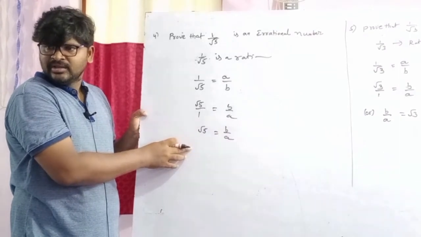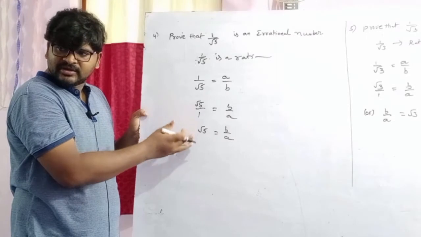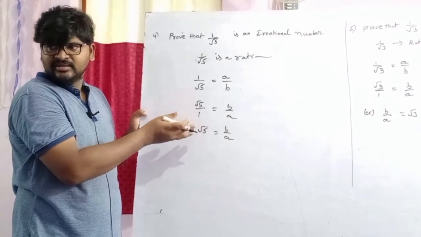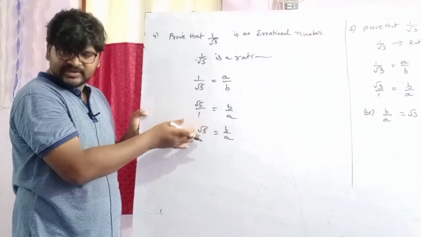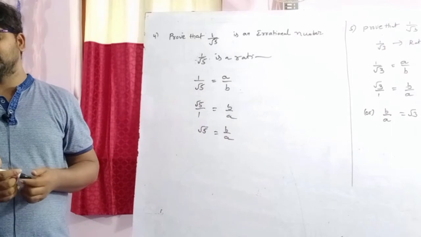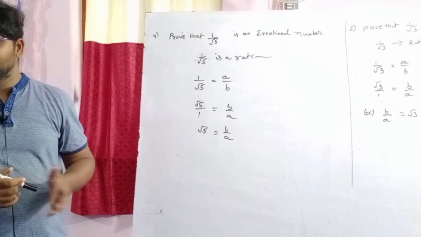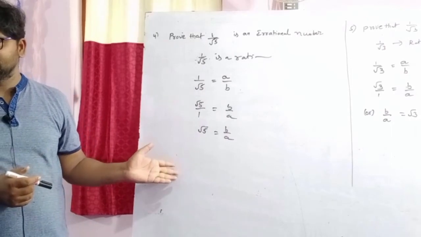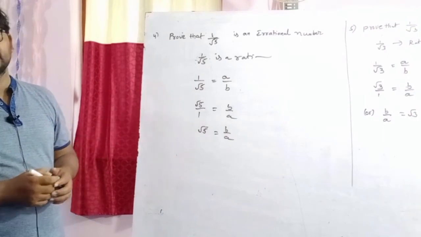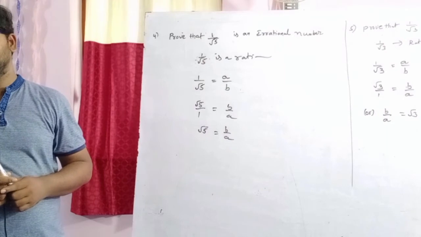The contradiction has arisen because root 5 is not a rational number. It is an irrational number. That's why 1 by root 5 is also an irrational number. This is the concept of proving irrational numbers by using the contradiction method.